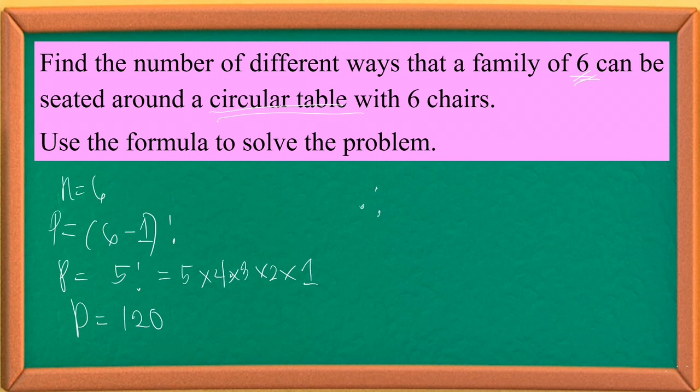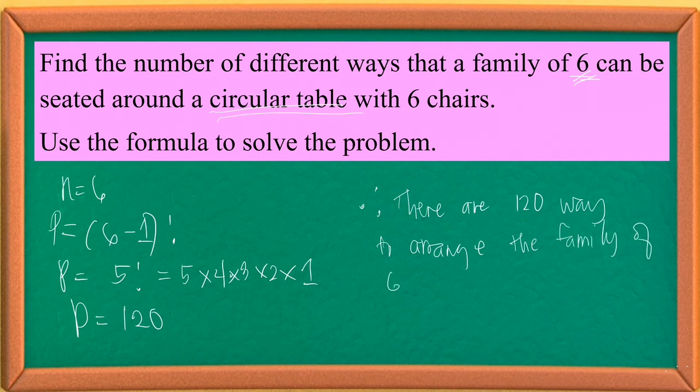Therefore, there are 120 ways to arrange the family of 6 in a circular table.